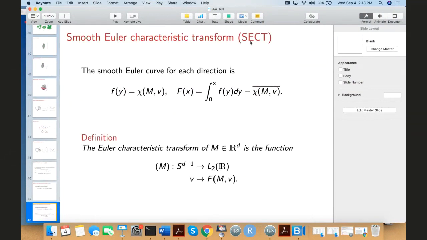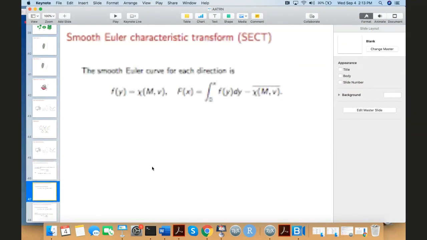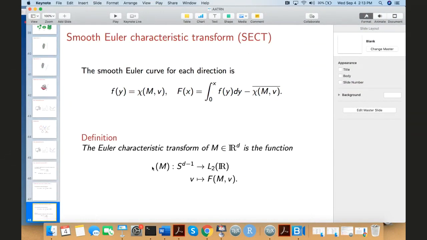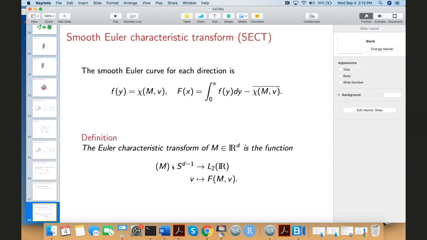The smooth Euler characteristic transform is something very similar, except there's a typo here. This should be sect M. Anyways, the point is it's again a map from a sphere, but now to functions that are in L2. And we'll see why we might want to do that.